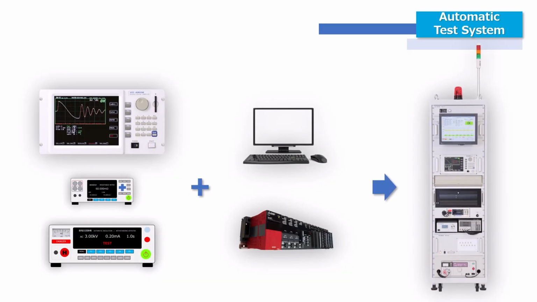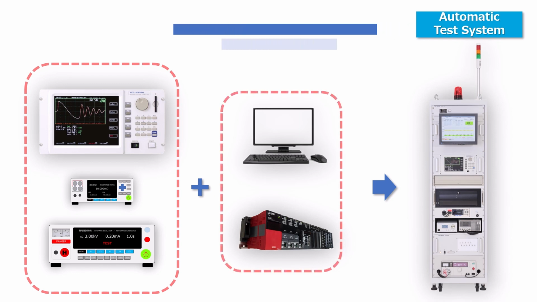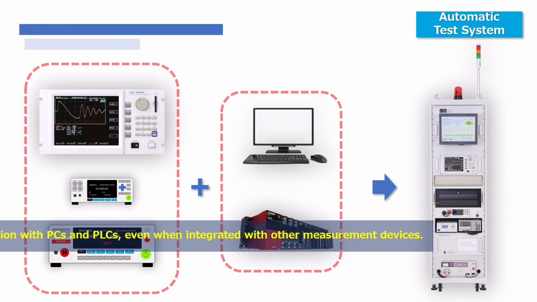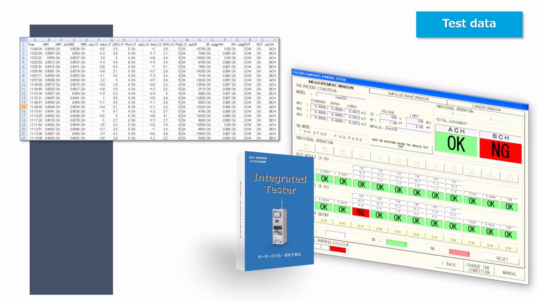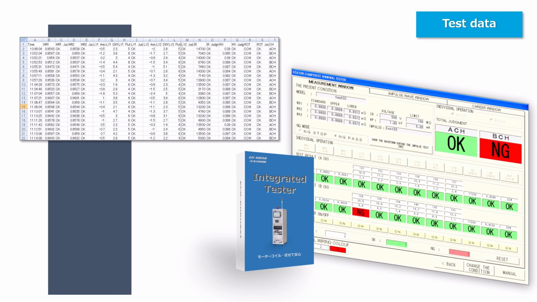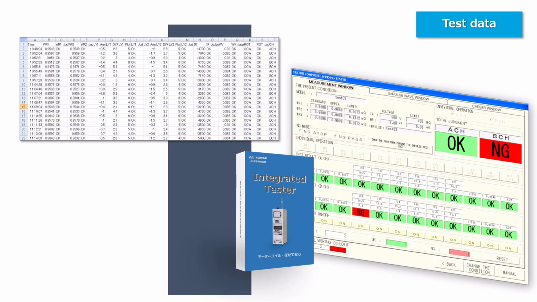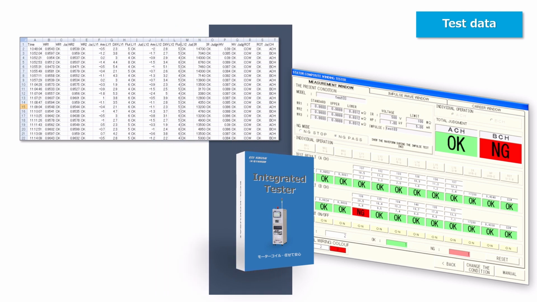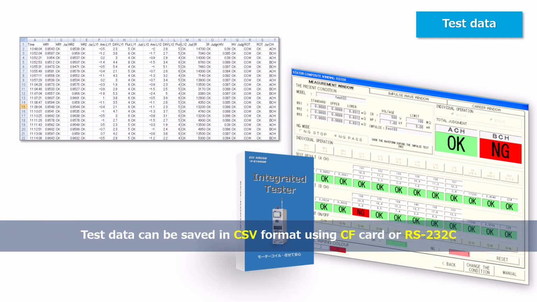By utilizing the external communication function, the impulse winding tester can easily communicate with a PC or PLC not only as a standalone device but also when integrated with other measuring instruments in an automated inspection system. The tester's log data can be saved in CSV format on a PC using an optional CF card or the RS-232C communication function. When integrated into an automated inspection system, the data can also be automatically saved to a PC.